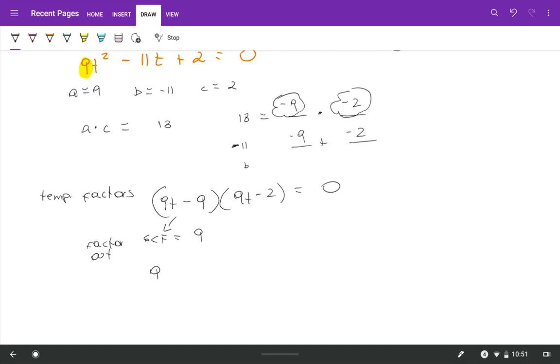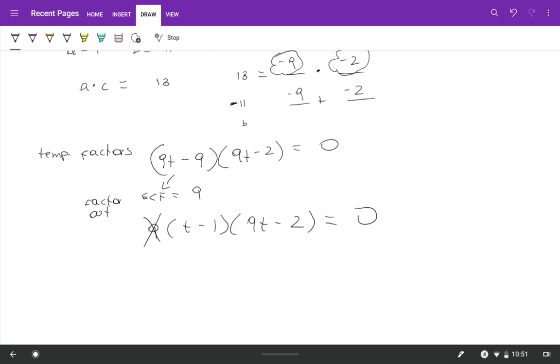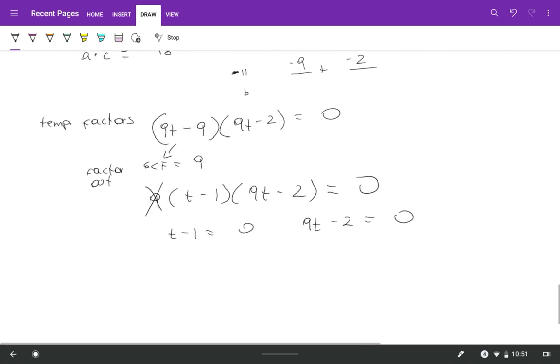So we factor 9 out, so we have t minus 1 times 9t minus 2 equals 0, and you're ignoring that. So now we're going to solve for t, use the zero product property, which means t minus 1 equals 0, 9t minus 2 equals 0. So we have that t equals 1, and here we have t equals 2 over 9. So don't forget that this is not your solution.